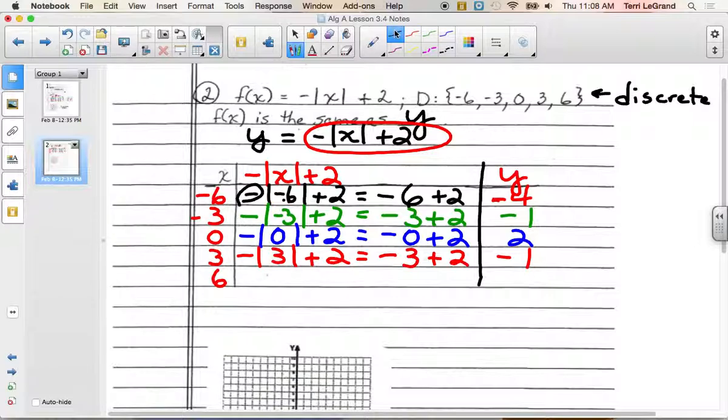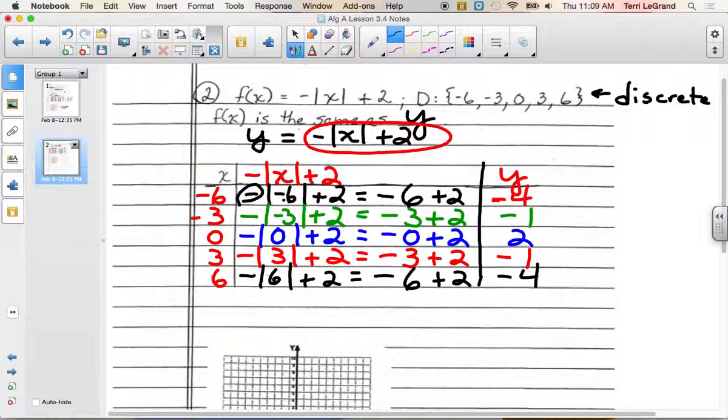And we have one more to do. Substitute 6 in for our x into our function rule. Bring our negative sign along. How far is 6 away from 0? 6. Plus 2. -6 plus 2 is -4.